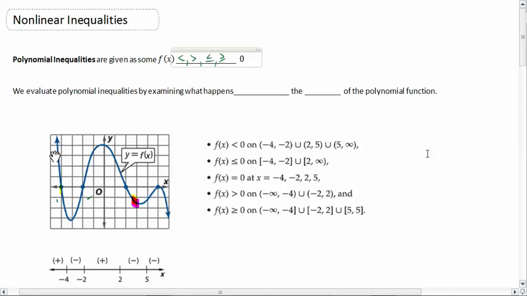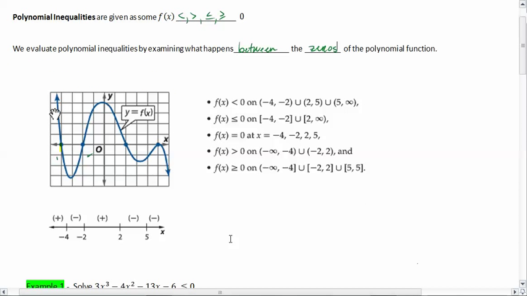So we can evaluate polynomial inequalities by examining what happens between the zeros. A very special thing happens often when you have a zero of a polynomial: you cross over into a positive or a negative area, right? So when we're talking about f of x less than 0, we would say, where is our polynomial negative? Where is our f of x negative? Where are we below the x-axis? If it was greater than 0, it would be where is it above the x-axis?